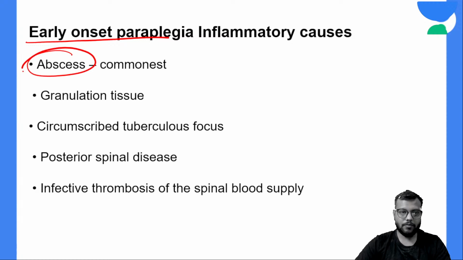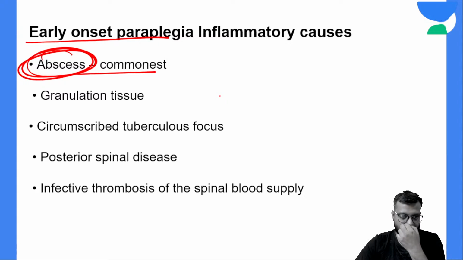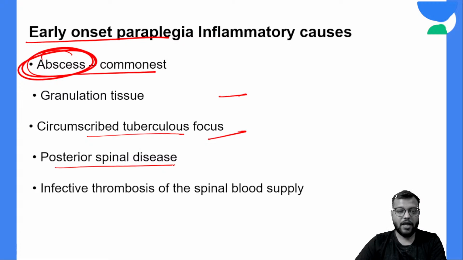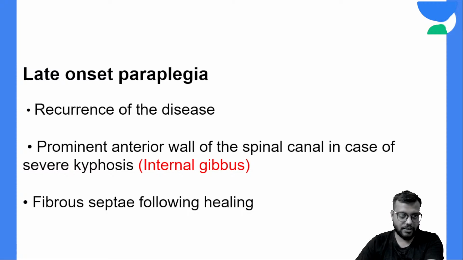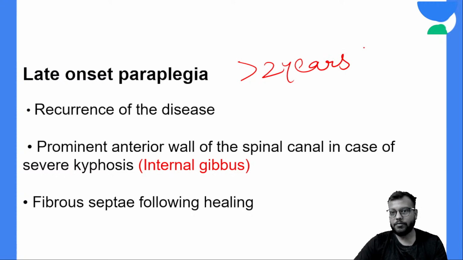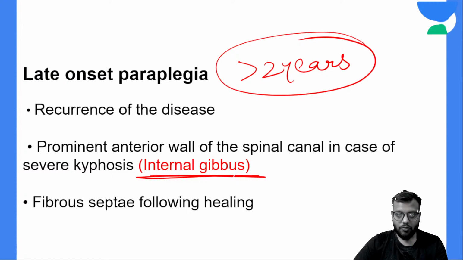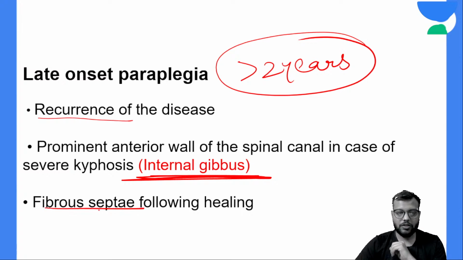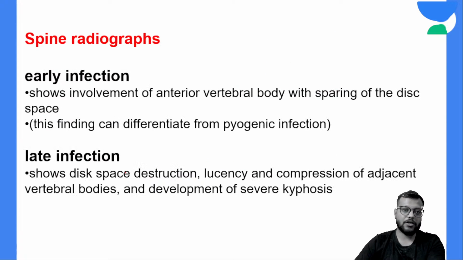will be your abscess. Okay, the other causes can be the granulation tissue or the caseous material or the circumscribed focus, any posterior spinal disease or the thrombus like the anterior spinal artery, etc. Whereas late onset paraplegia, that is after 2 years, then the most common cause is your gibbous. Okay, most common cause is your gibbous, that is prominent anterior wall in case of severe kyphosis. There can be other causes like recurrence of the disease or after healing there can be fibrous septa.